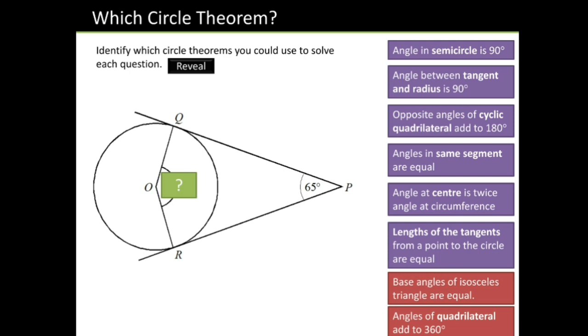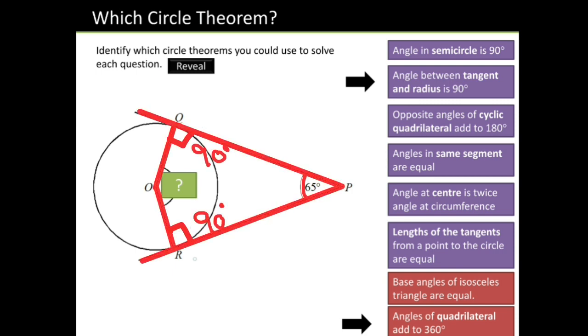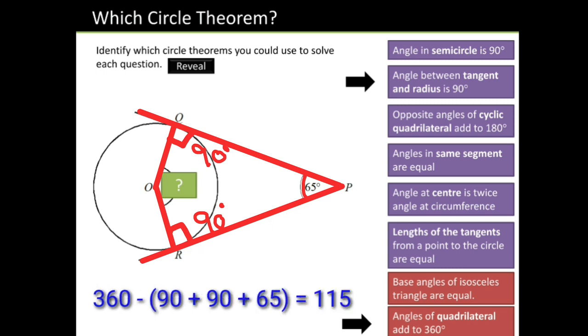Now we need to find this central angle. Which theorem are we going to use? We are going to use angle between tangent and radius is 90 degrees. So first here we have this is 90 and this is 90. And in this quadrilateral, we have three angles that are known to us. Only this one is missing. So we're going to use the theorem that angles of a quadrilateral add to 360. So we're going to subtract: 360 minus 65 and 90 and 90. So the answer will be 115 degrees.